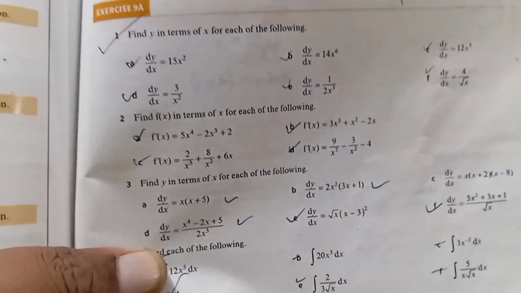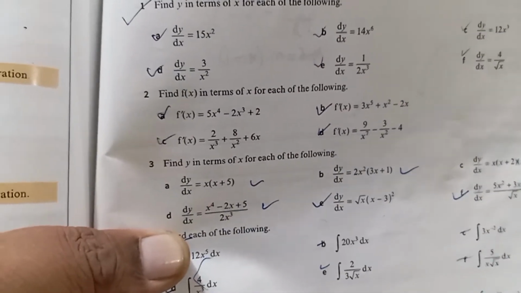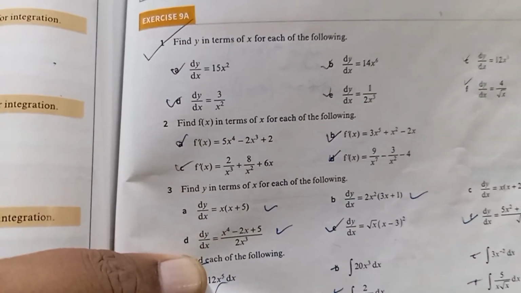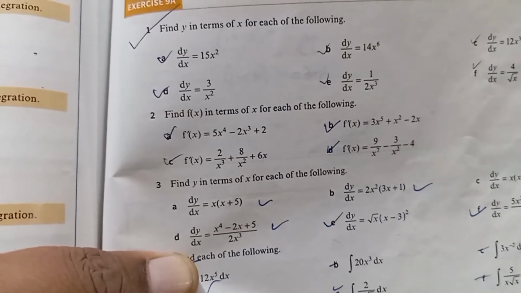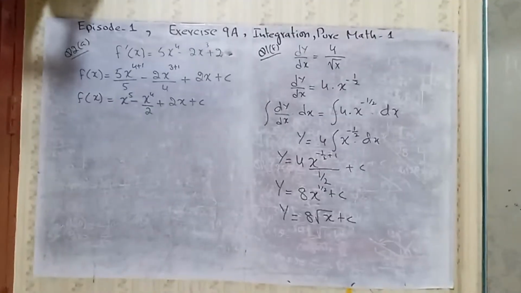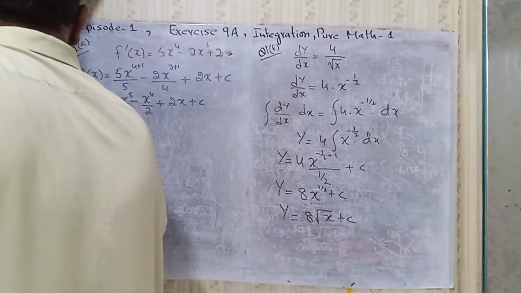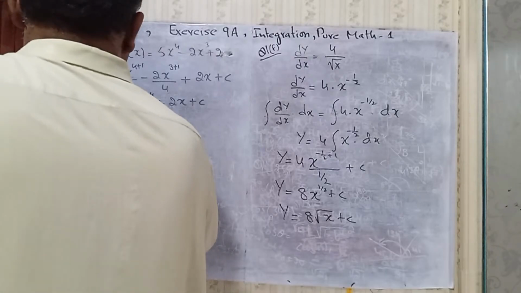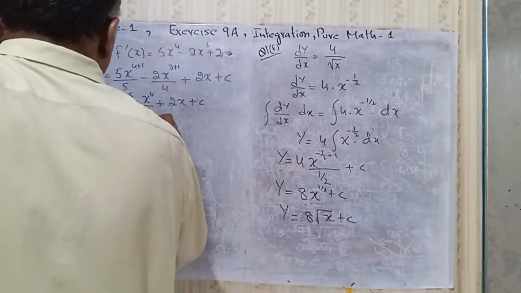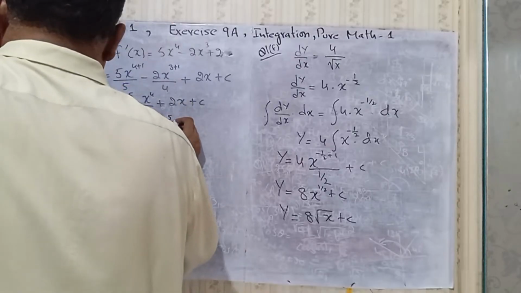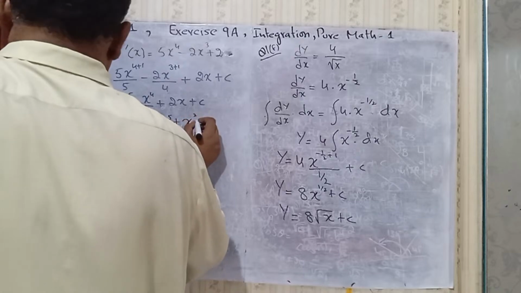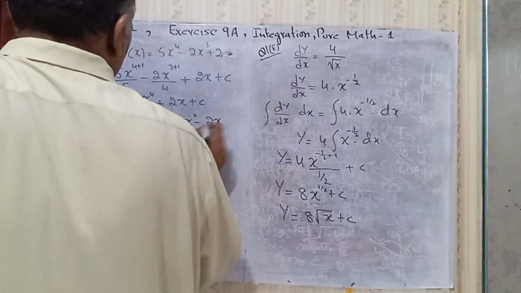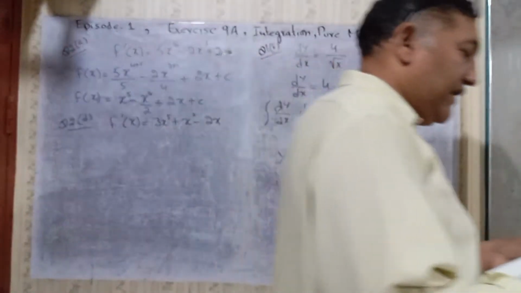I'm talking about question number 2, and it's the B part. The derivative of f(x) is equal to 3x to the power 5 plus x squared minus 2x, and I'm going to find f(x). So I have to integrate it.